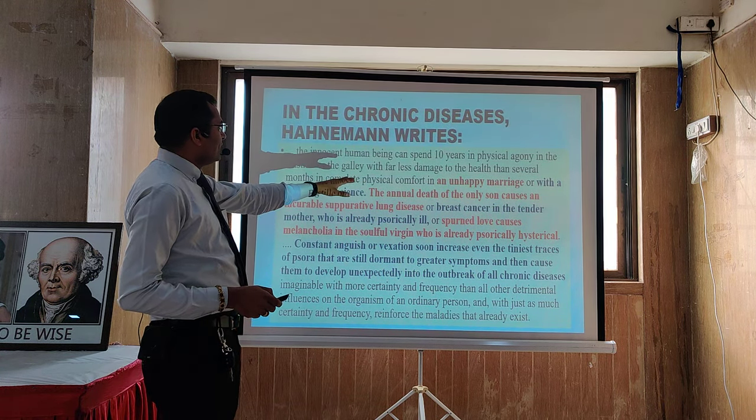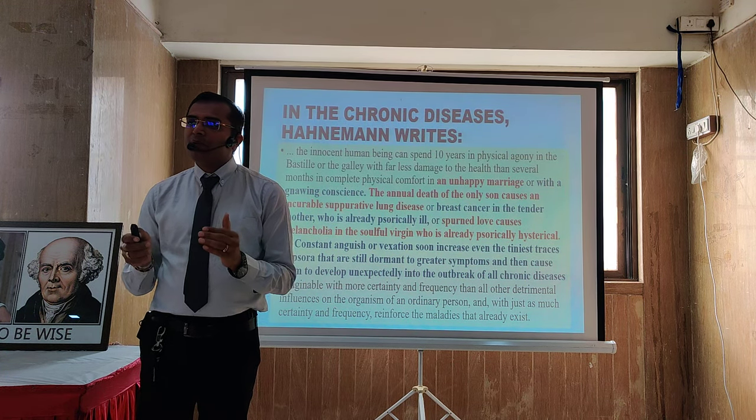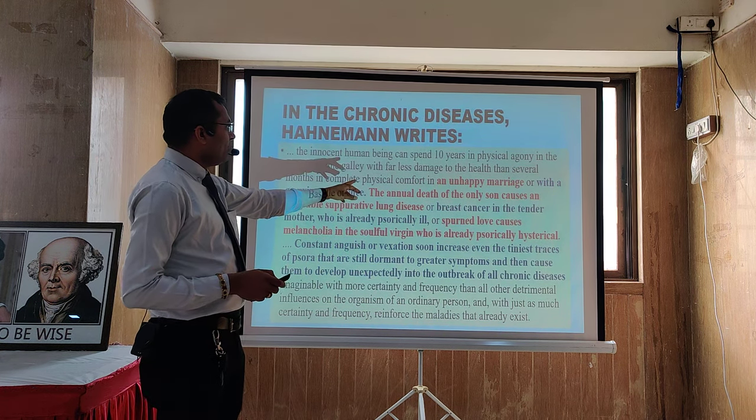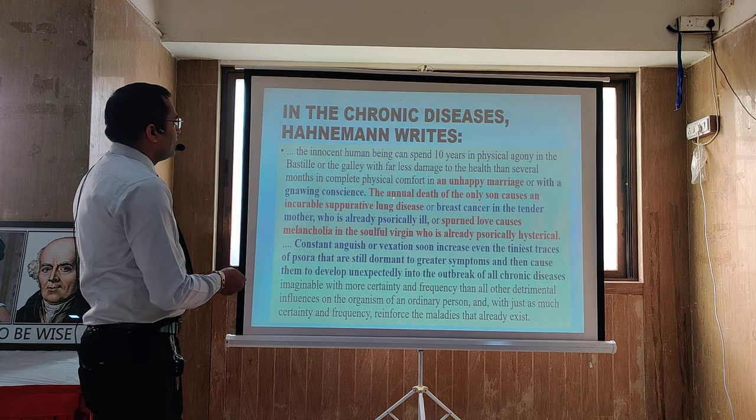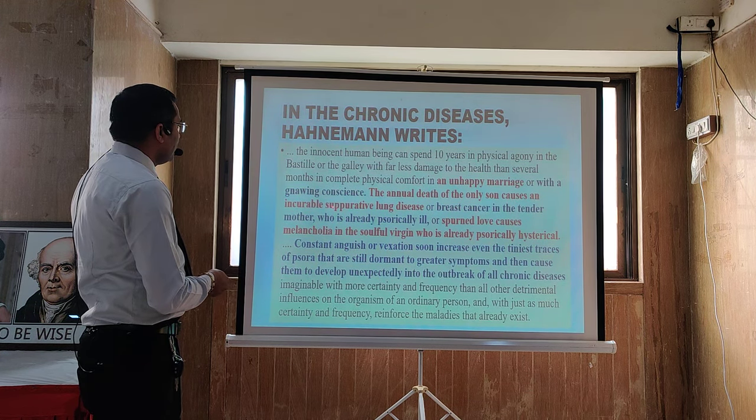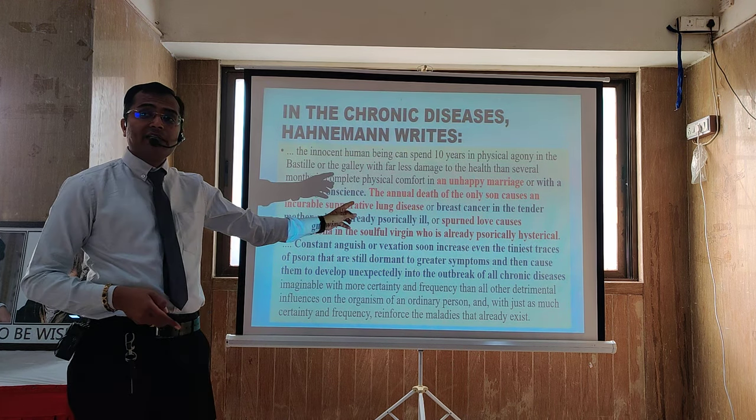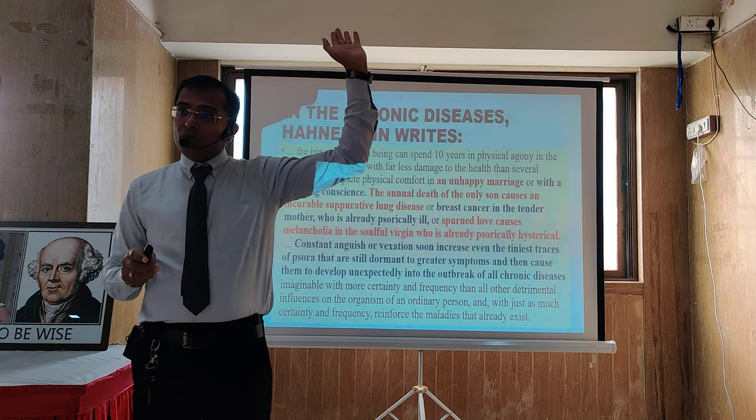Okay. So there is an emotional conflict. What type of emotional conflict is going towards the process? So there must be an unhappy married life, or the untimely death of an only son causes an incurable suppurative lung, or breast cancer in the tender mother. See, breast cancer in a tender mother, it was written in the Chronic Diseases 250 years ago.